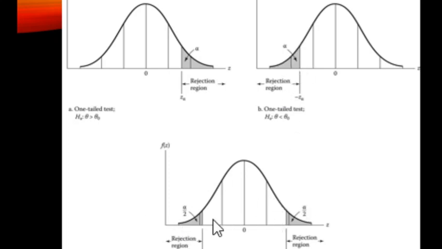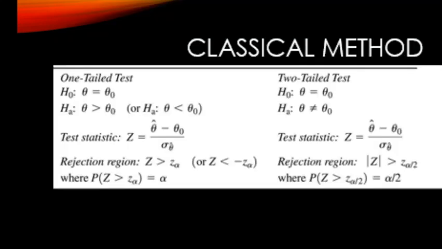For a two-sided test, we divide the area into two parts. Let's say we choose our alpha to be 0.05 or 5%. Then this region is 0.025 and this region is 0.025. This method is called the classical method of conducting a hypothesis test.